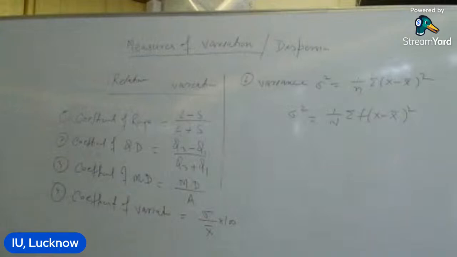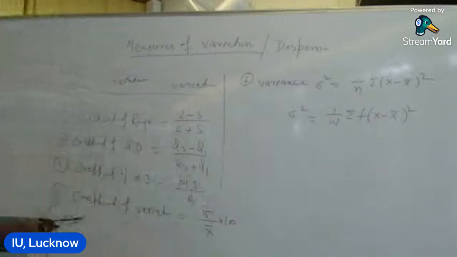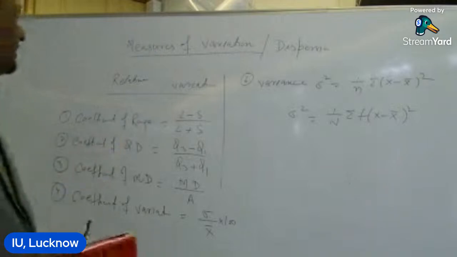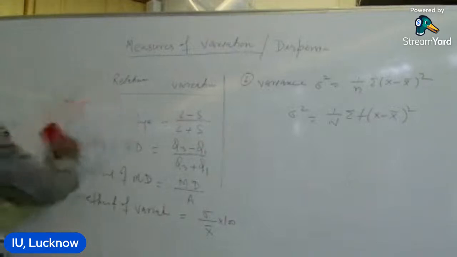So relative variation is always unitless, but the absolute variation has some units. So these are the formulas which are used to find the measures of variation. Now we will take some numerical examples.